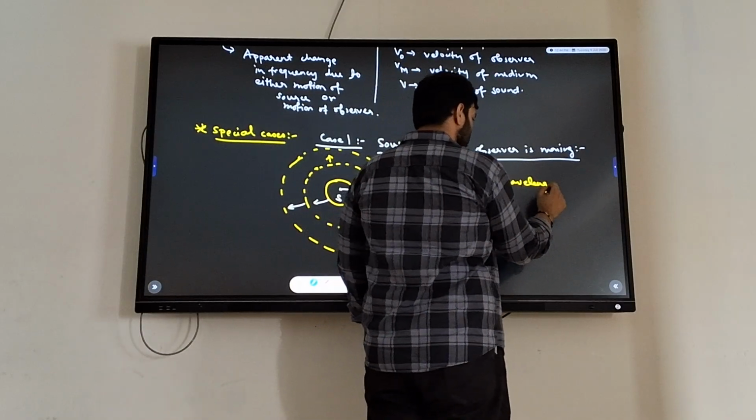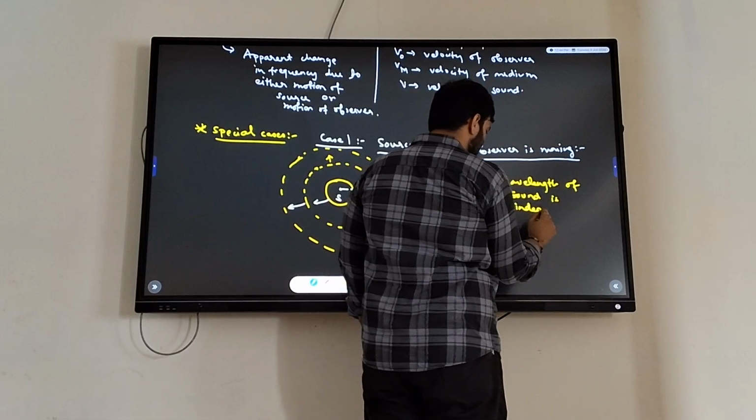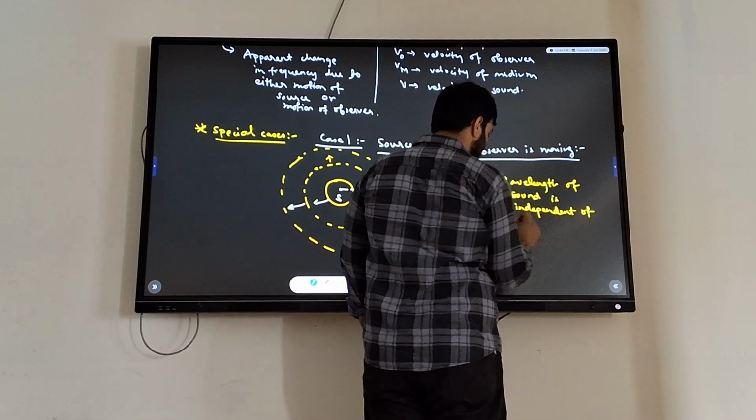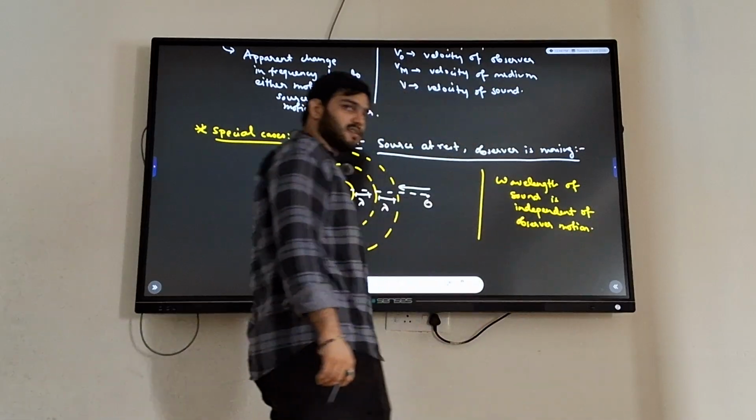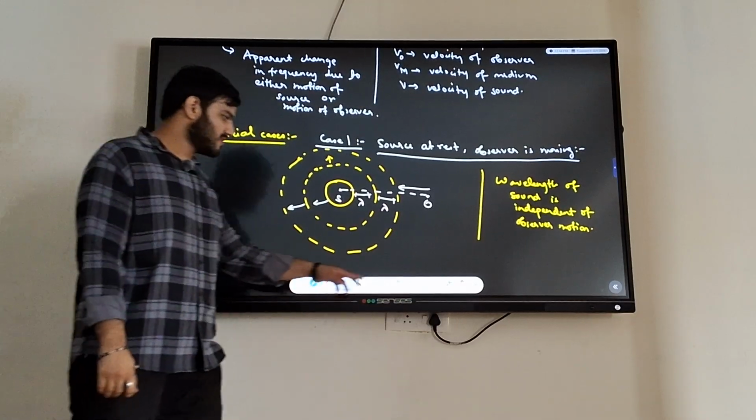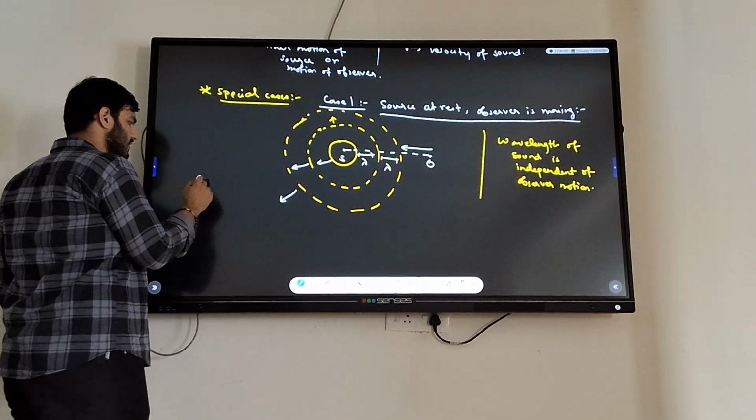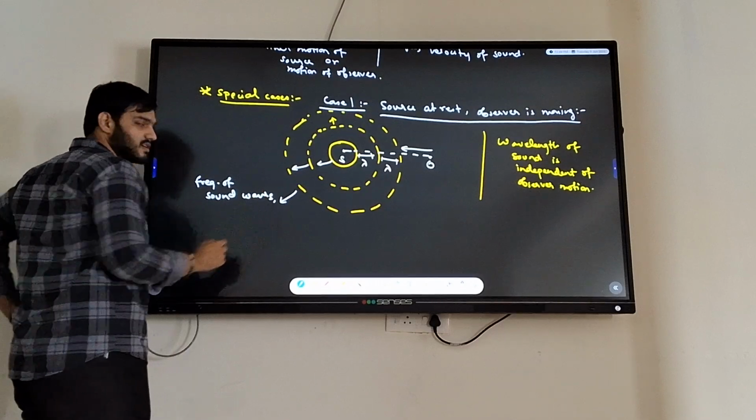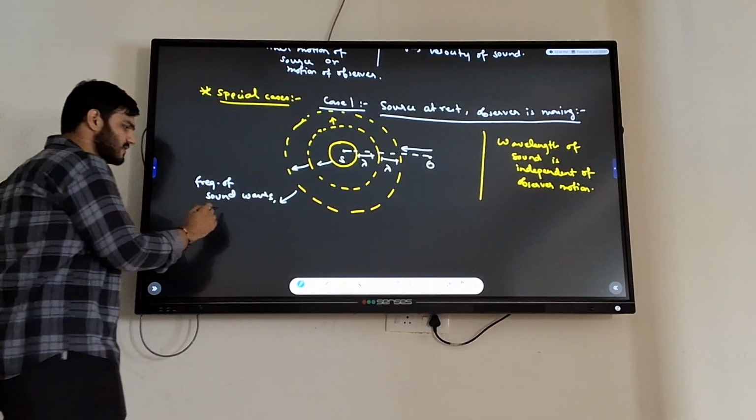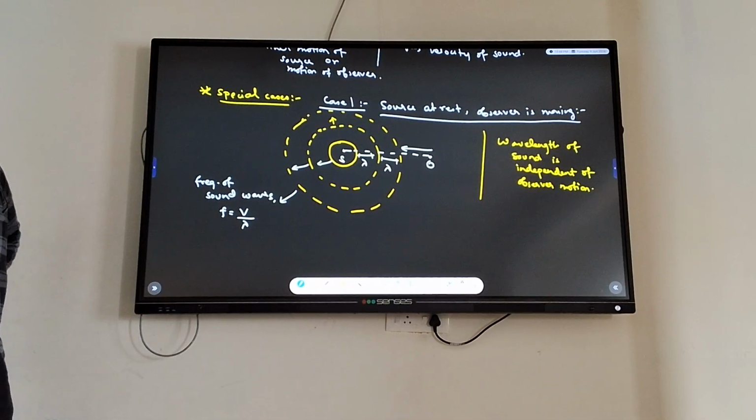Wavelength of sound is independent of observer motion. Yes or no? The sound waves that will be created at t equal to 0, so the frequency of sound waves will be what? So V equal to F lambda, F equal to V by lambda, and this is the frequency that we have. And remember, what is V? That's the velocity of sound. Okay? This is the thing that we have.